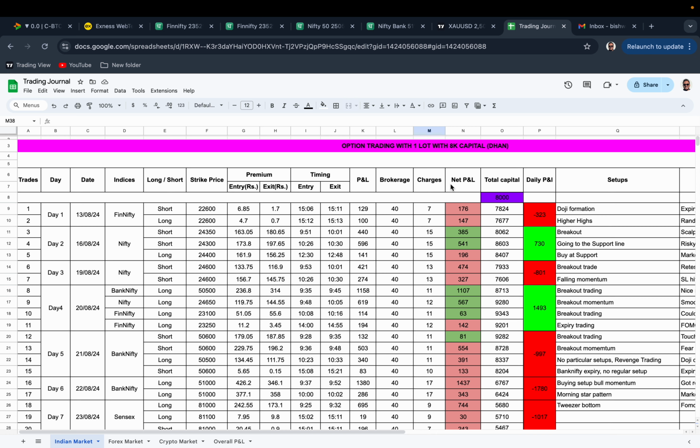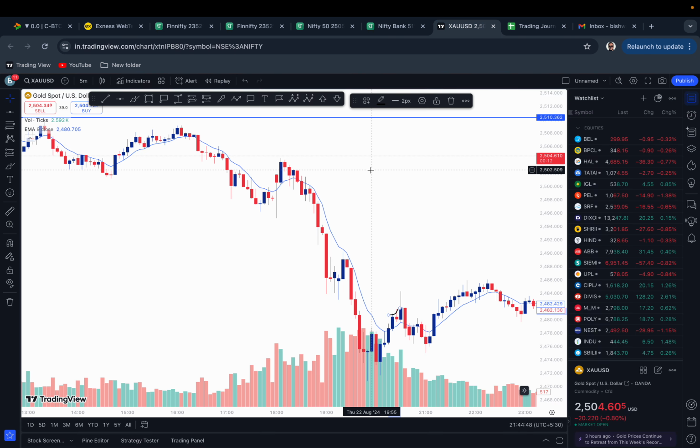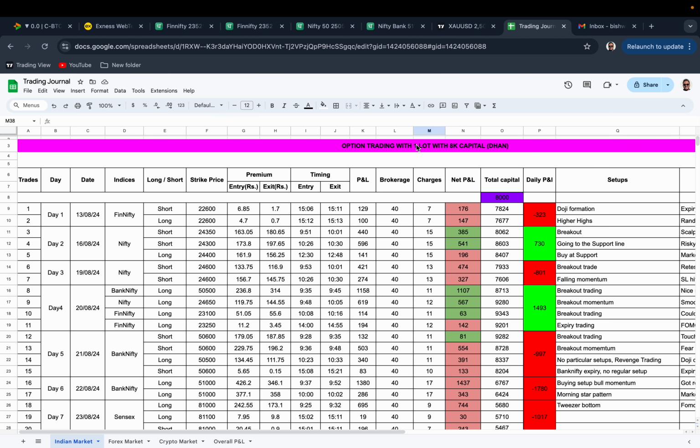Today is day 4 of my trading journey till I make 10 lakhs out of the 20,000 that I have invested. Previously I have discussed the analysis of the trades that I have taken on day 2 and day 3. So today I'll be discussing the analysis of the trades that I have taken on day 4.